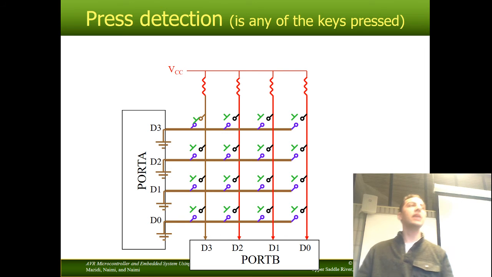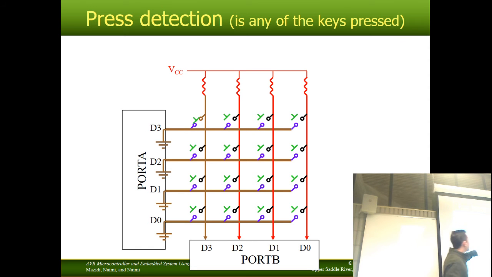So detecting if a key is pressed, pretty simple. You can do it in 2 lines. Well, 3 lines. There's a no op in there. We'll talk about that in a second. All we've got to do is look for something that isn't an 0xF.